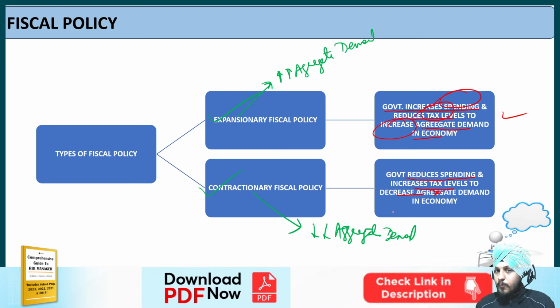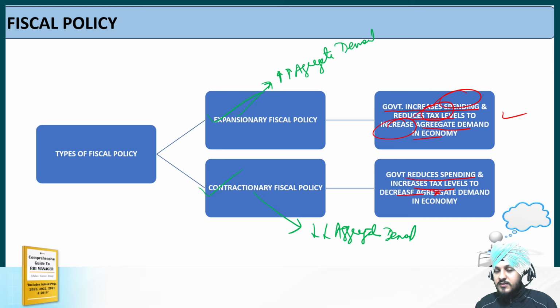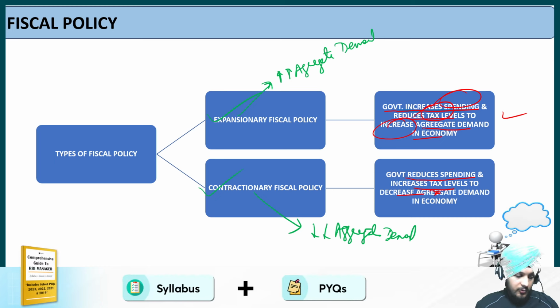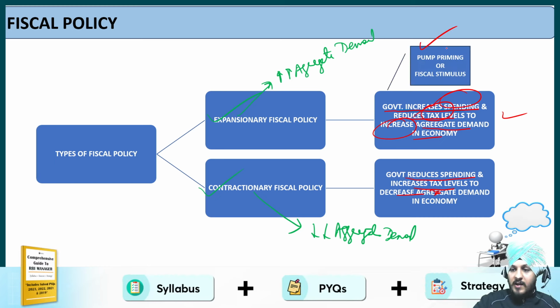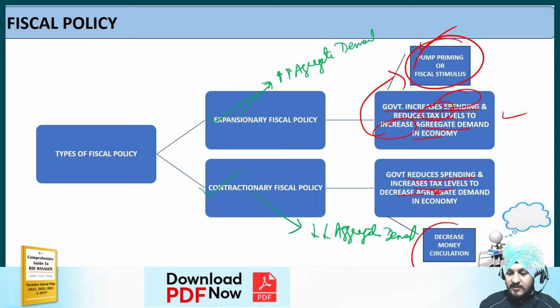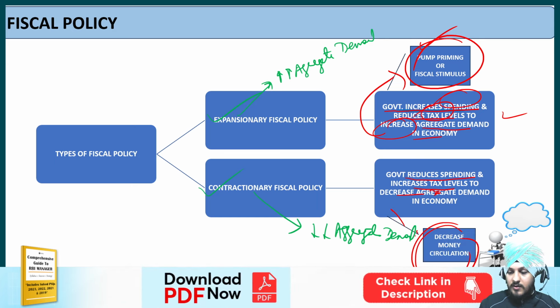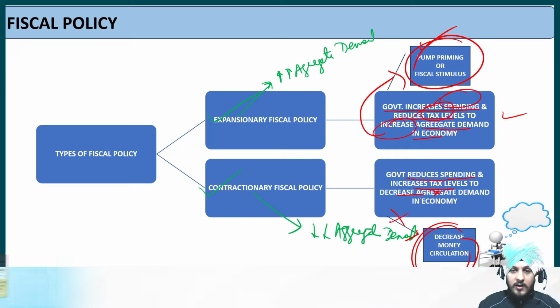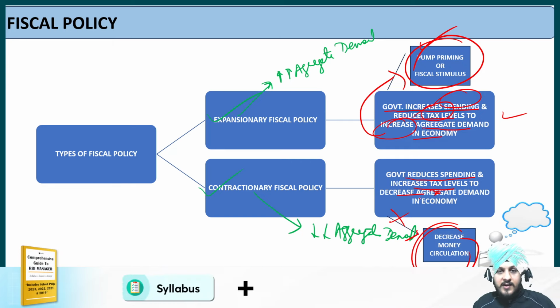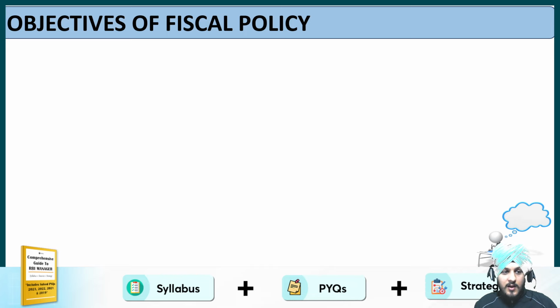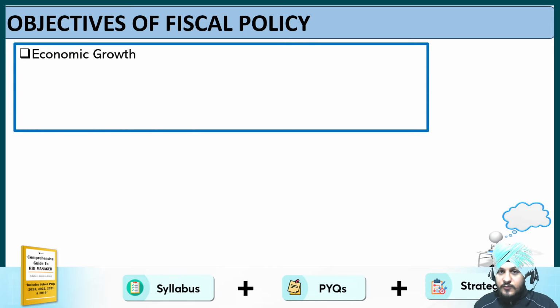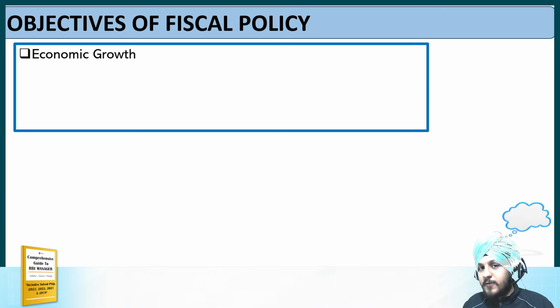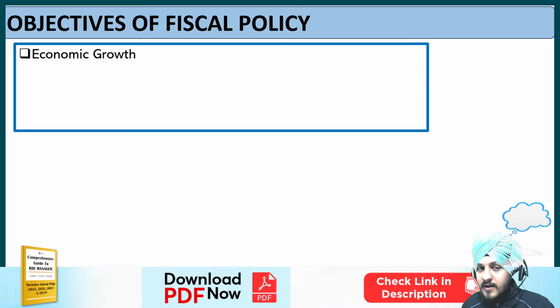And now I hope you have a good idea about what fiscal policy is and what the significance of fiscal policy is for the government. And this is the pump priming or the fiscal stimulus, and I've already explained that, and this leads to the decrease in money circulation. And now we know how it happens. So I hope the whole idea is clear to you. Now let us see the objectives of the fiscal policy. What could be the different objectives of the government that it can fulfill through the tools of fiscal policy?